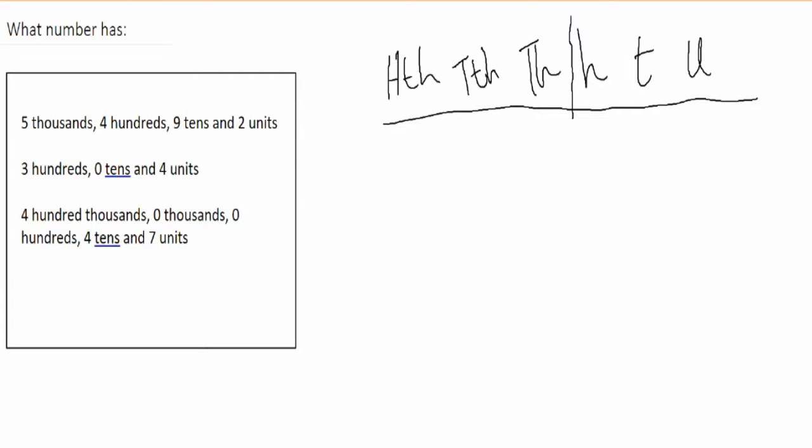So this number here has 5,000. If I'm looking at the thousands, it's very easy because the first 2 letters of thousands are TH. So we stick the 5 in over there. It has 4 hundreds, so we stick the 4 in there. I always put a comma to separate the houses. You see how the comma is used to separate the units, tens, and hundreds from the thousands. 9 tens and 2 units. So there you go, you've got 5,492, with the comma there just to separate the thousands and the hundreds.